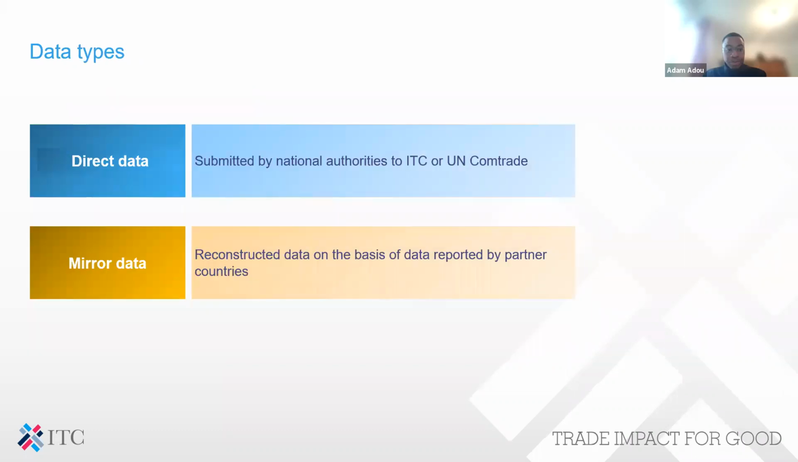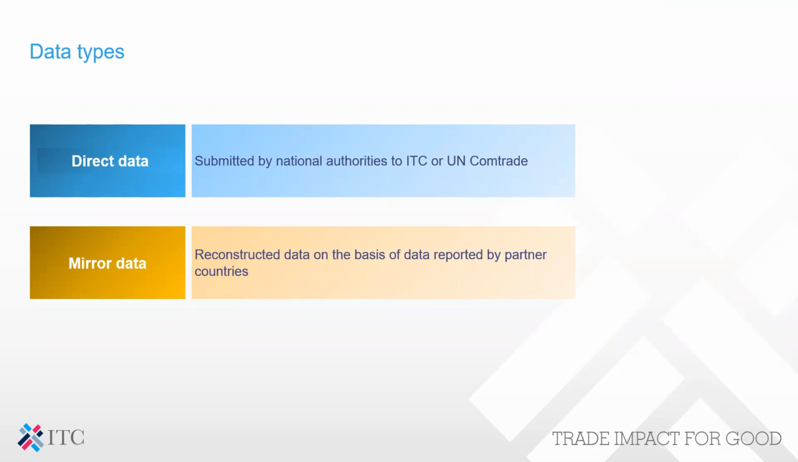What is very important to keep in mind when it comes to TradeMap is that you have two different types of data in general. The first one is direct data. Those are the data we collect from national authorities, that ITC or UN Comtrade collect. Those data are directly reported by countries.